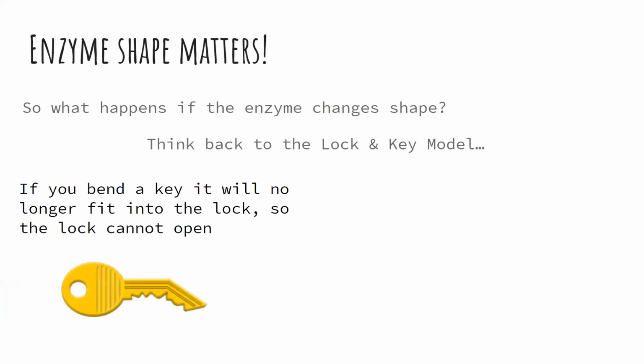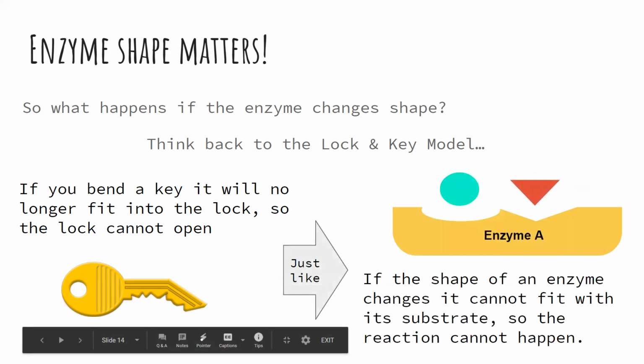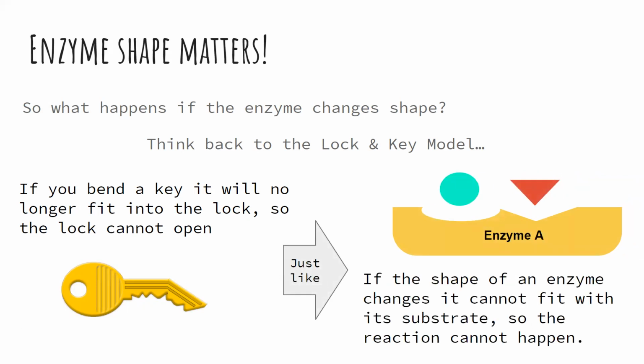Let's think back to the lock and key model, where a specific lock fits to a specific key, just like a specific enzyme fits to a specific substrate. But what happens if you bend the key? If you bend the key to your door, your key will no longer fit in the lock and the lock won't be able to open. So if the shape of an enzyme changes, it can't fit with its substrate. So the reaction actually can't happen.